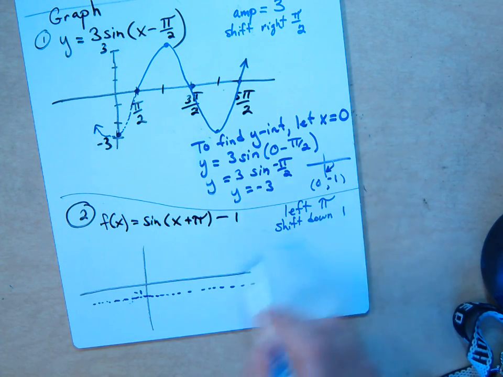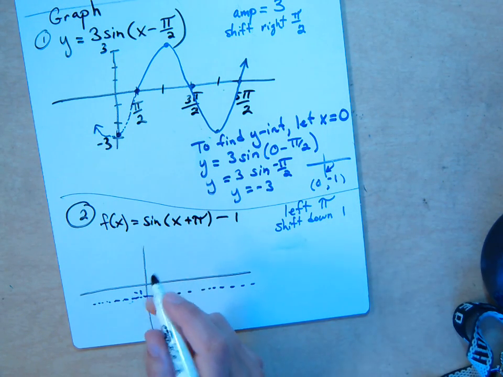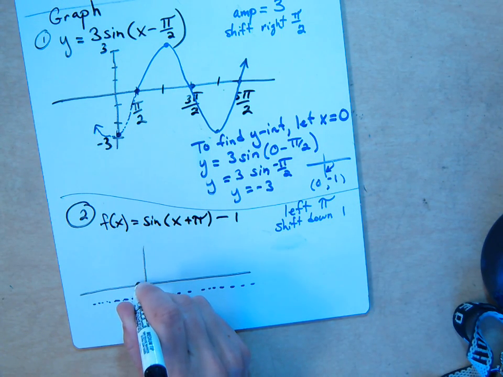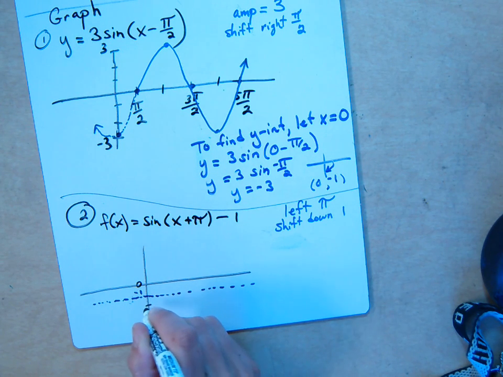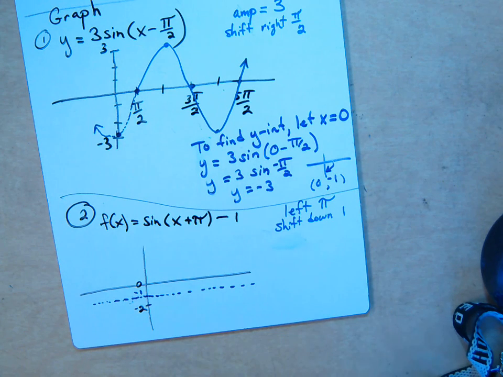And then let's do the y-axis. What's the highest and lowest? What's the amplitude? The amplitude is 1. That's your default. So the highest point will be at 0, and the lowest point will be at negative 2. So everything happens in between there. Nothing goes higher or lower than 0 and negative 2.